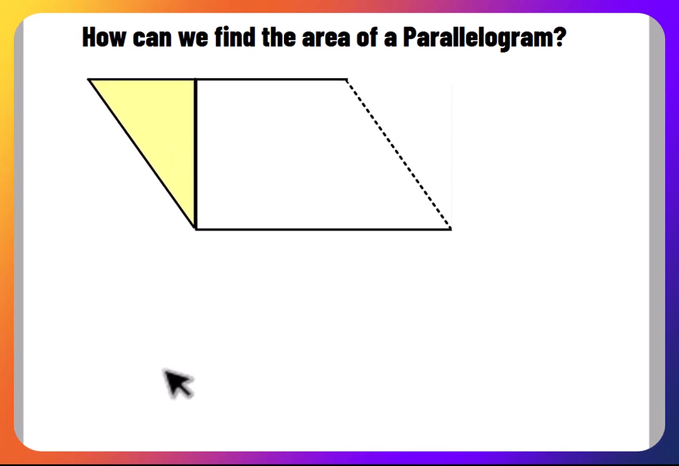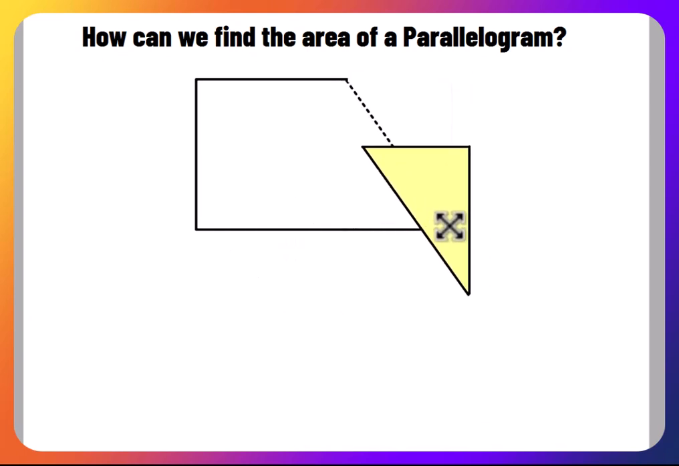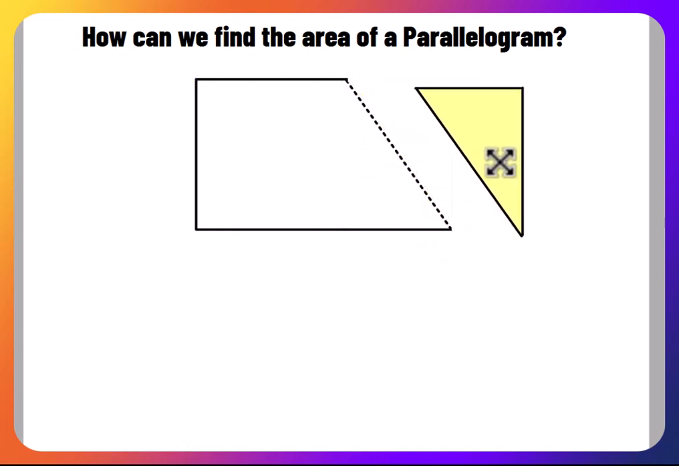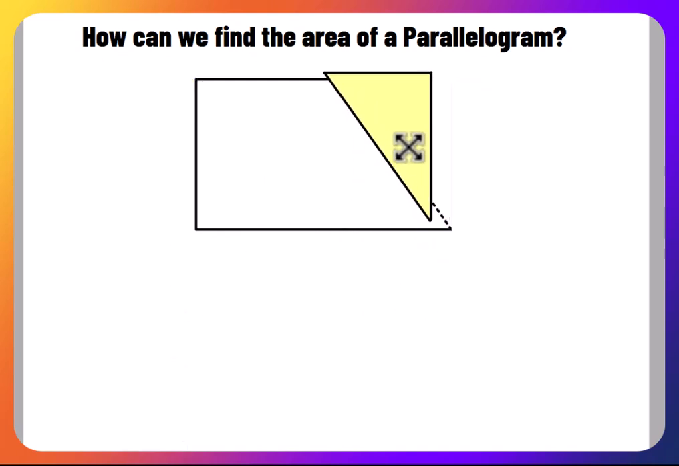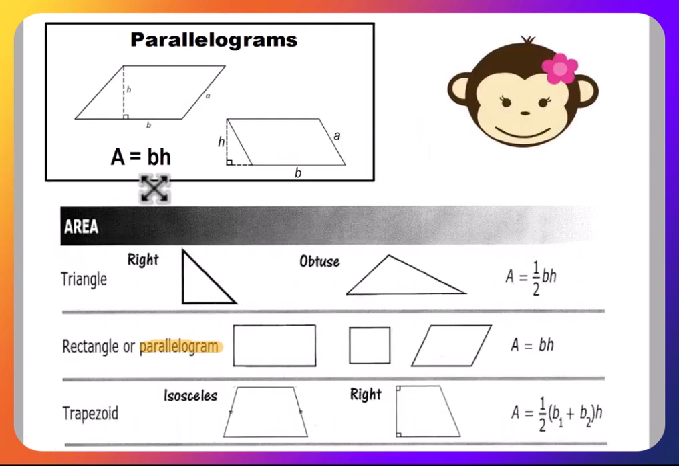But let's talk about the area. When we went from a rectangle and cut the piece off and moved it over here to make a parallelogram, did it affect the area? No, it stayed the same, right? When we cut this piece off, we didn't throw it away. We kept it, just moving it to the other side. So it still has the same area, which means we can use the same formula for the area of a parallelogram, which would be area equals base times height.